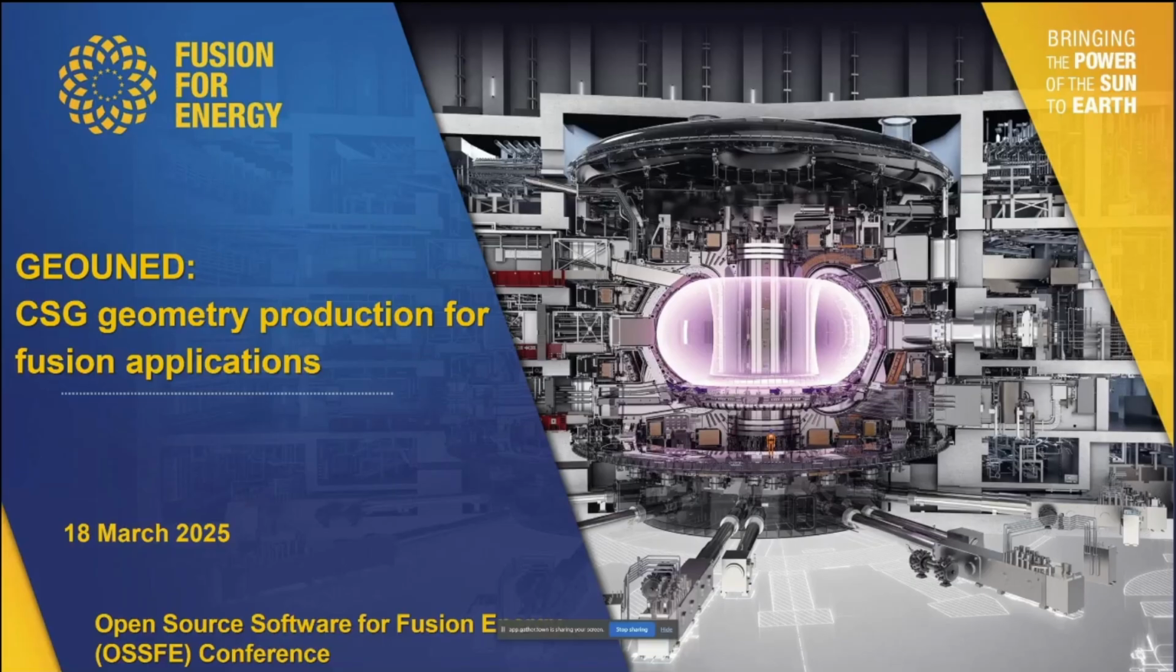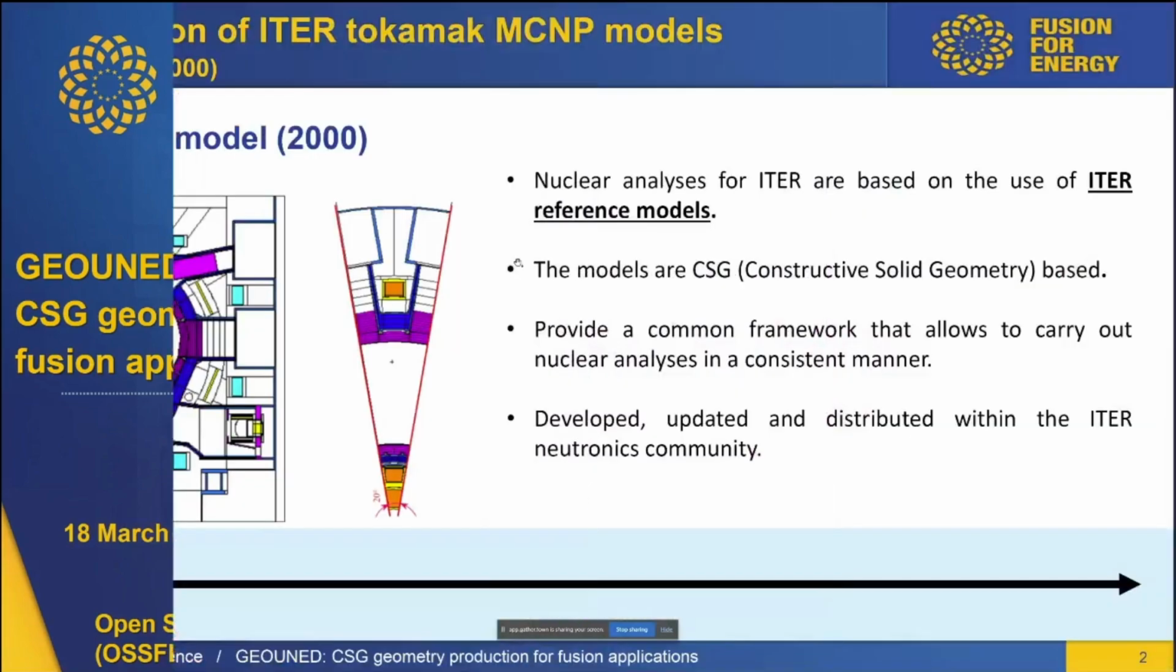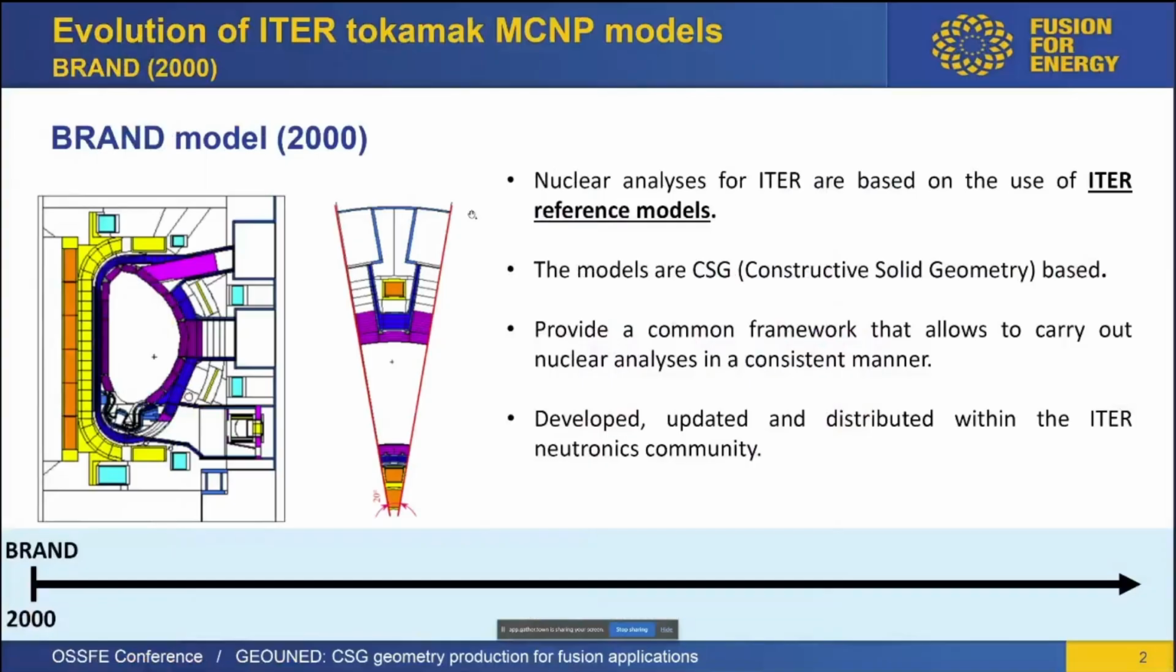So just before jumping to the tool, I want to motivate a bit the development of the open source tools. So I want to mention a bit how the models for ITER developed throughout the years. So if you're not aware, the nuclear analysis for ITER, the models are based on the use of so-called ITER reference models. These are all models based on the constructive solid geometry, or so-called CSG, and they provide a common framework that allows you to carry out nuclear analysis in a consistent manner.